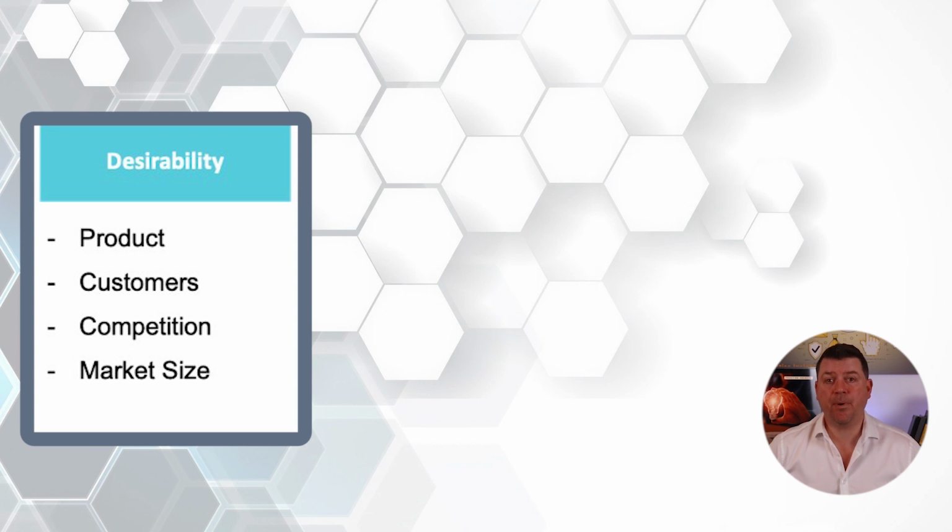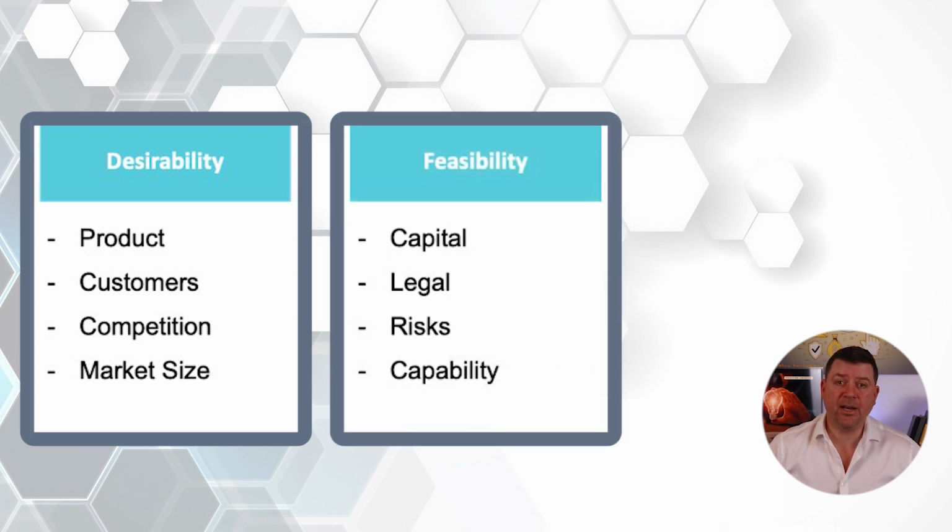Customers: who is likely to buy the product and how much are they likely to pay. Competition: an assessment of competitors, their capabilities, their products and their market penetration. Market size: how many customers are there and how many of them do you think you'll be able to sell to? Now, feasibility is a test of market entry, so you need to think about the following.